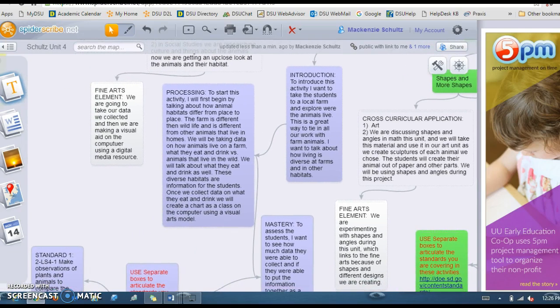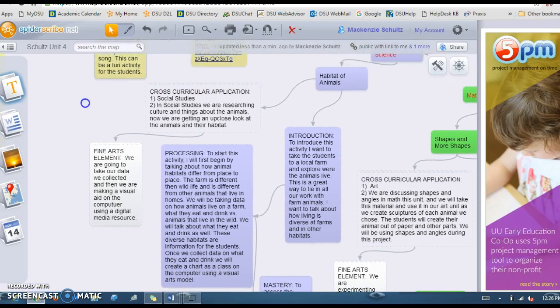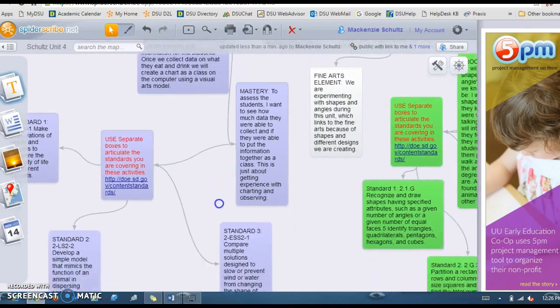So basically for processing, we're going to start by first talking about how farm animal habitat is different from place to place. Farm animal habitat is different than wildlife habitat. We're going to talk about what farm animals eat, what they drink, and where they live compared to wildlife habitat. So we're going to compare and contrast those, and we're going to take data on what farm animals do differently than what wildlife animals do, and then we're going to compile that all together and do a chart on the computer using a visual art model. So kind of giving the students a broad overview of where animals live and how it differs.